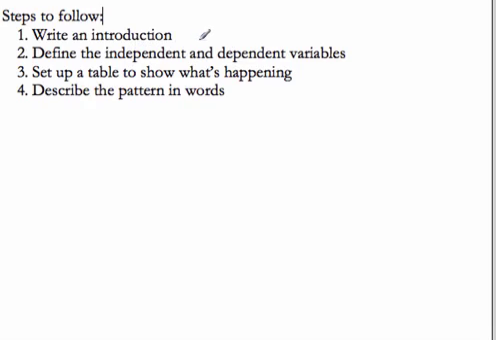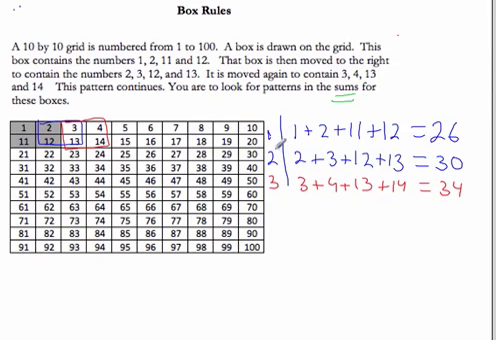Well, we're going to leave the communication part to you guys on your paper, and we're just going to worry about criteria B. So firstly, we're going to define the independent and dependent variables. So let's take a look back at our chart here. So what are our two variables? What two things are changing?